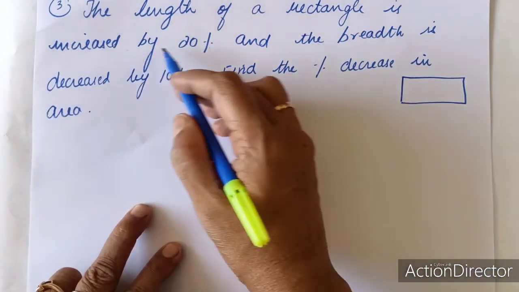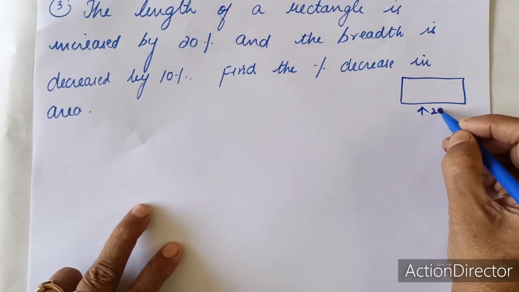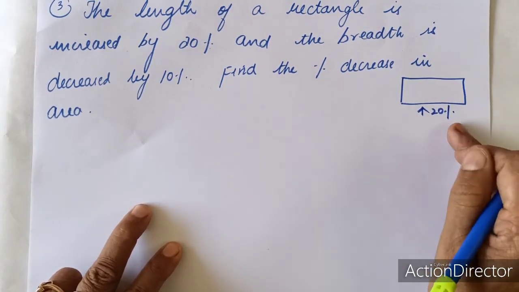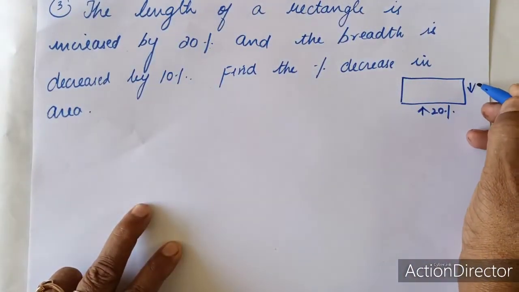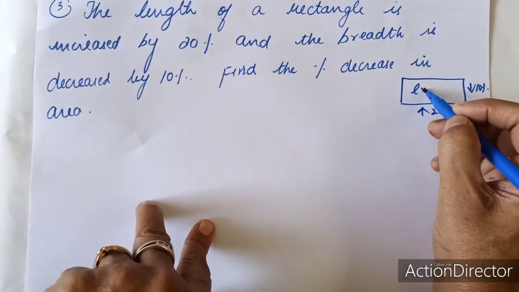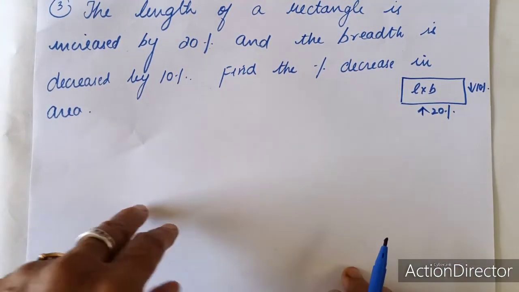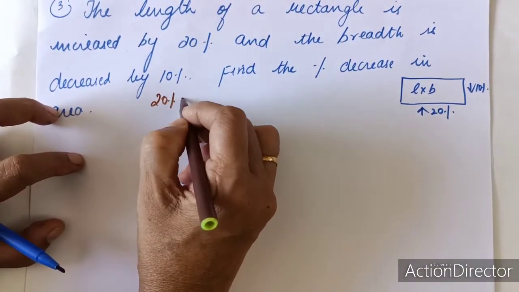So now I am going to draw a rectangle, but I am not going to do it by the traditional method. The length of a rectangle is increased by 20%. So you put an arrow for increase, it is increased by 20%, and the breadth of the rectangle is decreased by 10%. So it is decreased by 10%. And you know the area of a rectangle is length into breadth. So let me find, what is 20%? 20% is equal to 1 by 5.